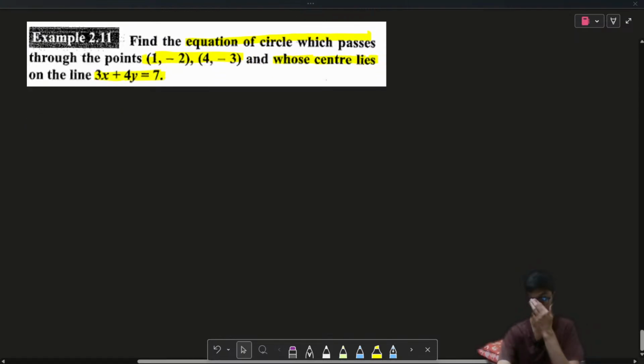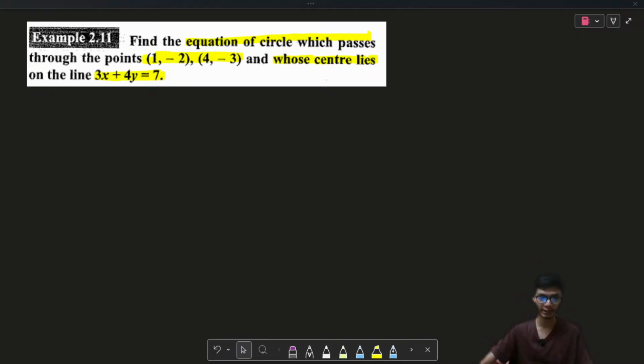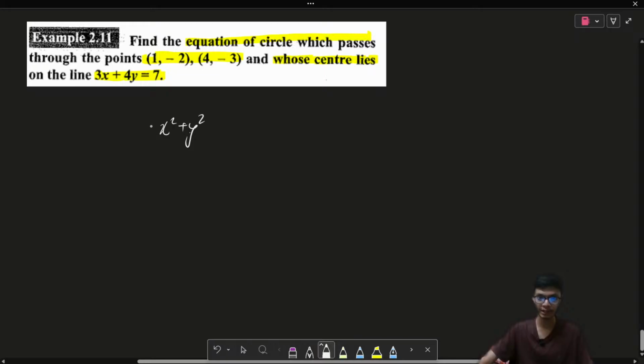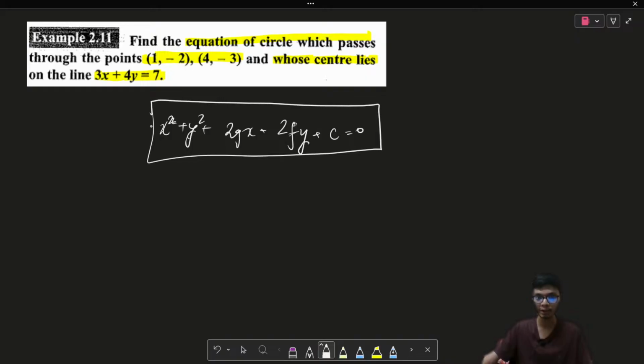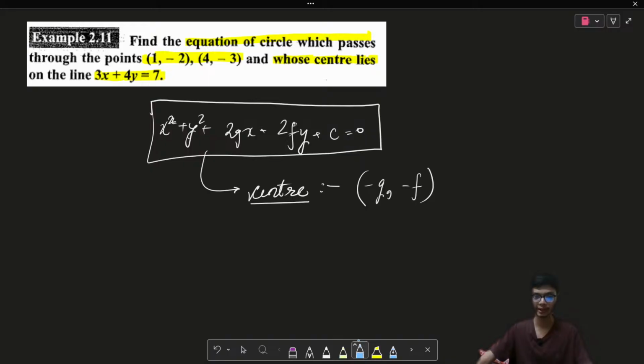So let us first try to solve this problem by assuming the general equation of the circle, which is x square plus y square plus 2gx plus 2fy plus c is equal to 0, right? Now for this given circle, two important things are very relevant. From this general equation of the circle, the center of the circle will be minus g comma minus f, right?